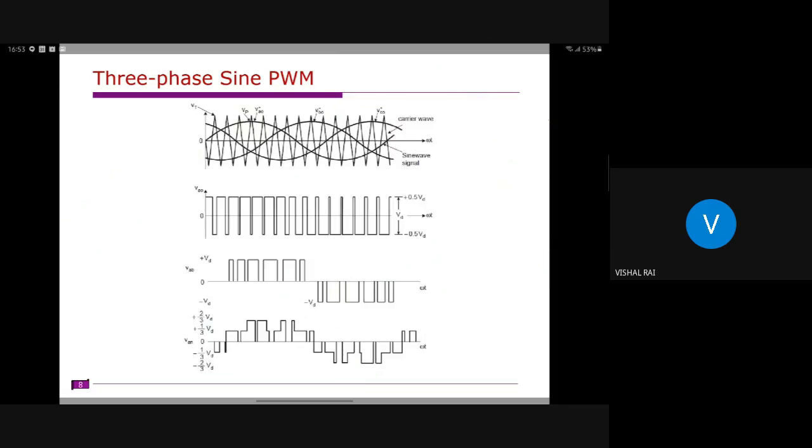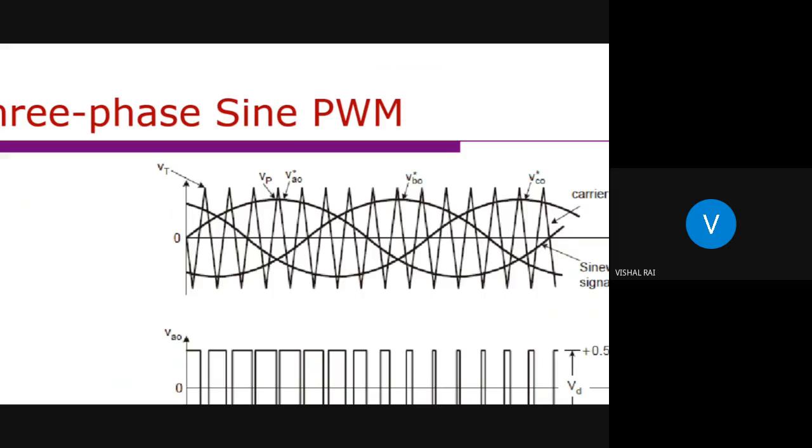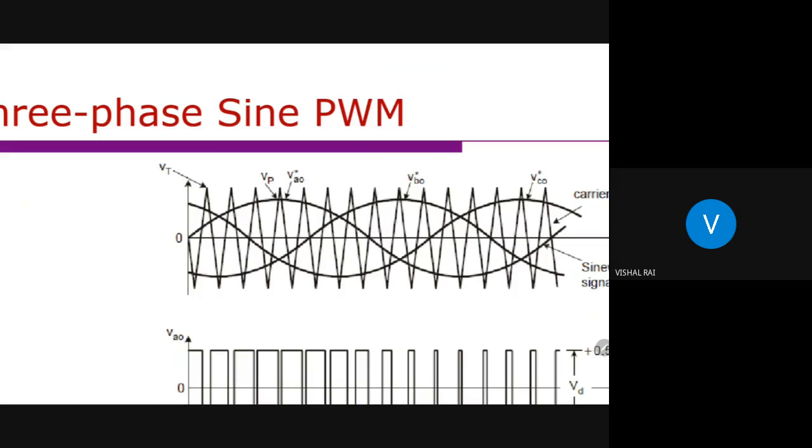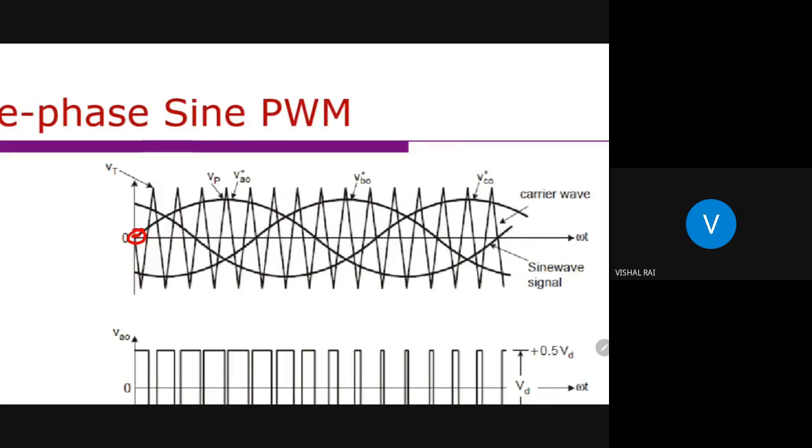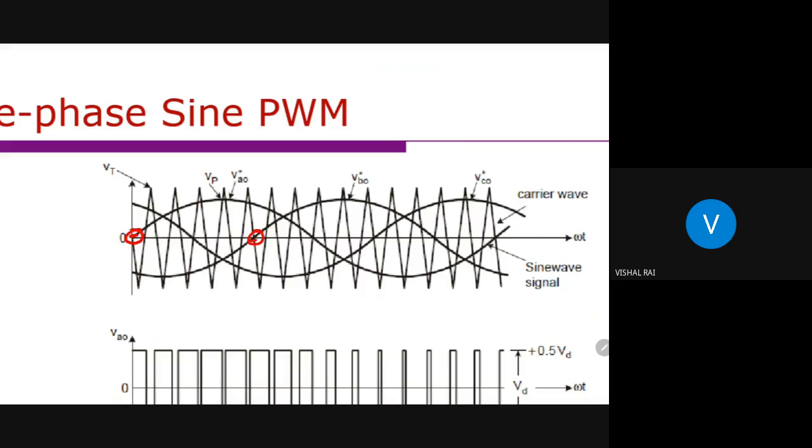See here, this A phase starts from 0, and at that time the carrier is also 0. Somewhere you have this B phase, and here you have this C phase. Clear? You have this A phase, B phase, and C phase.